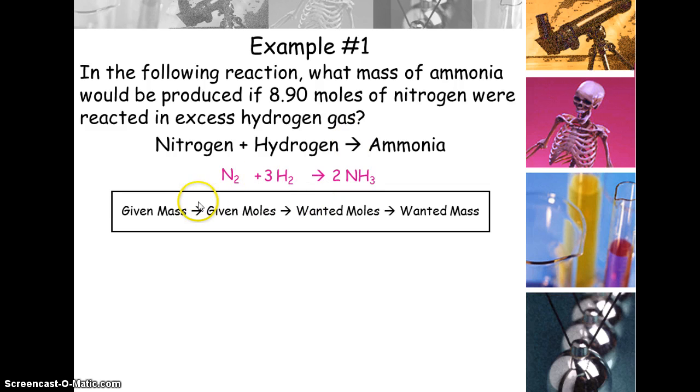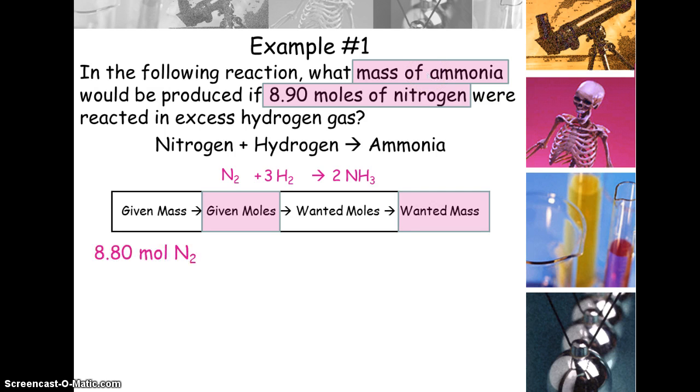Now make sure you copy this down. Whenever we are going from mass to mass stoichiometry, we want to go from the given mass to given moles, to wanted moles, to wanted mass. We'll see how this works. But we're going to start off with our given moles. We are given 8.90 moles of nitrogen, and we want to find the mass of ammonia. So our given moles is 8.90 moles, and we want to find the wanted mass, the mass of ammonia.